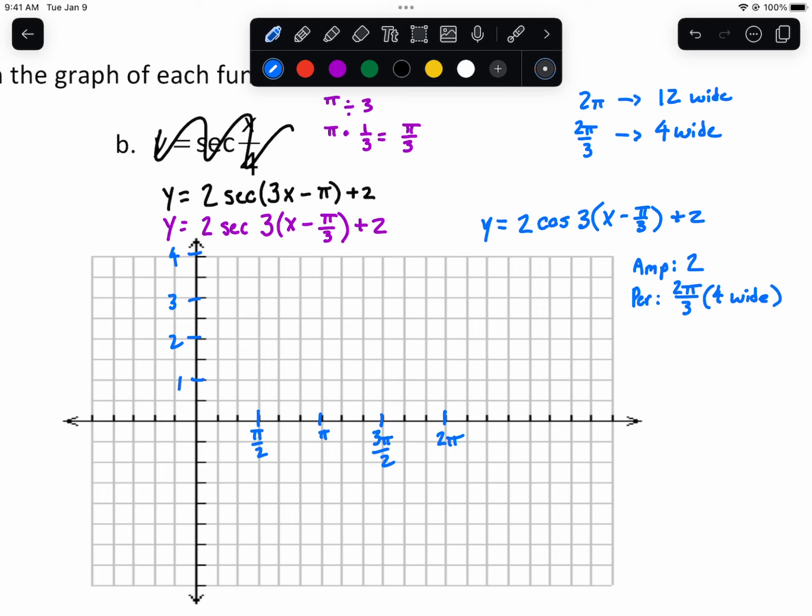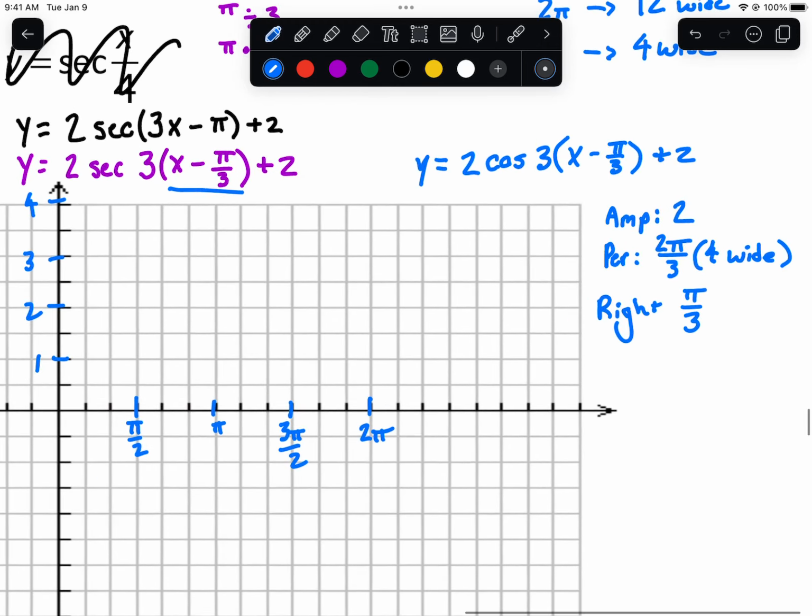All right. What else we got here? We got right. And you got to look at the factored form. So it's not right pi. It's actually right pi over 3. Now, I brought this up once here. 1 tick is typically pi over 6, meaning 2 tick marks is 2 pi over 6, which actually comes out to pi over 3. So right pi over 3 is actually 2 to the right.